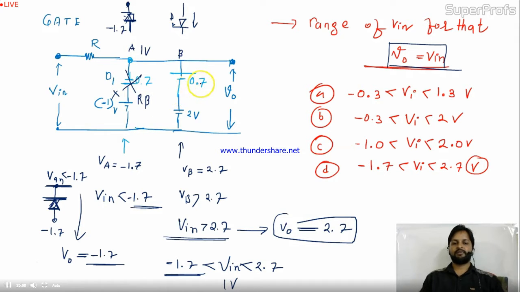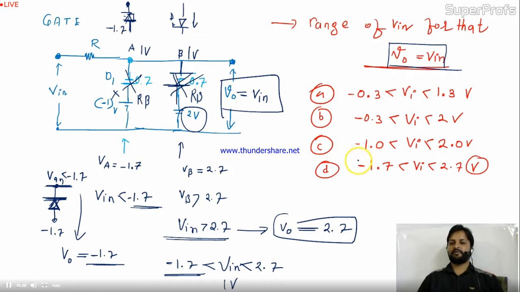Fine. What about D2? See, the condition of D2 is given like this. Here is 1 volt. 2.7 volt is already given on the opposite side, the negative terminal. It will be reverse bias. When both are reverse biased, they are useless in the circuit. At this time, V naught is Vin, or I can say the output follows the input. So where is the option given? Minus 1.7 to 2.7. D is your answer. This was the question of 1 mark.